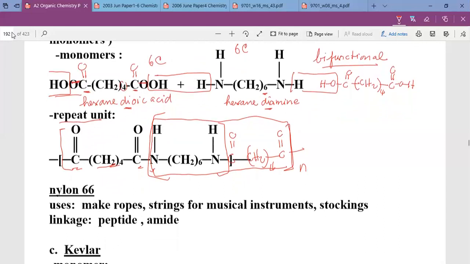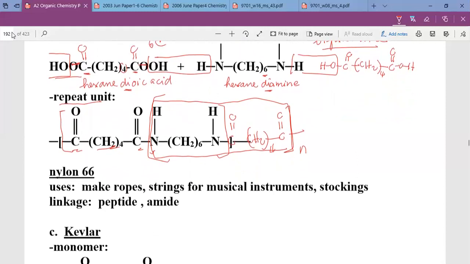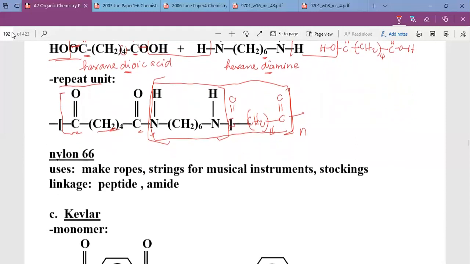Now, nylon 66 is used to make ropes, musical instrument strings, stockings. It's called peptide linkage, so polypeptide, is it not? Or amide linkage is okay. So if they ask you to circle everything, remember I told you, four of these atoms here are all in the same plane. Why? Because the carbon here undergoes sp2, a triangle here, same plane. Some go down.